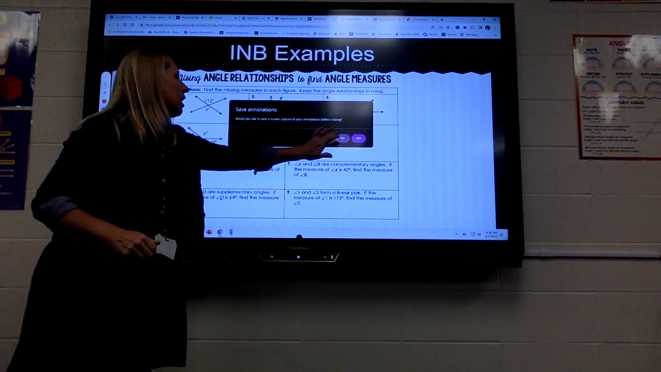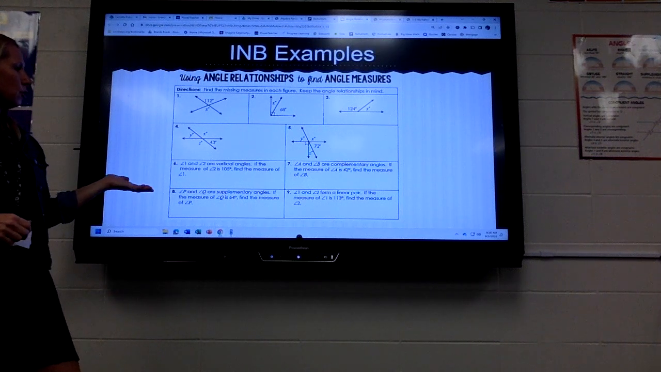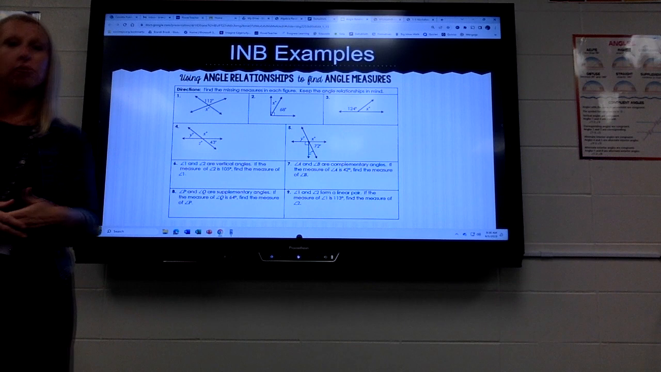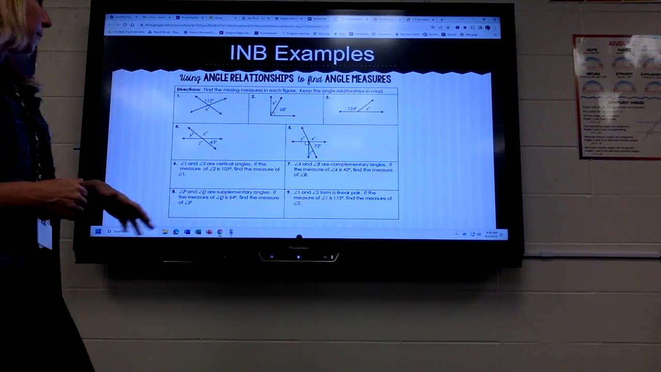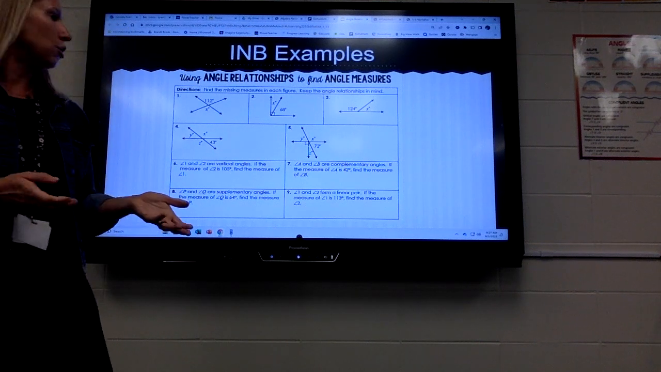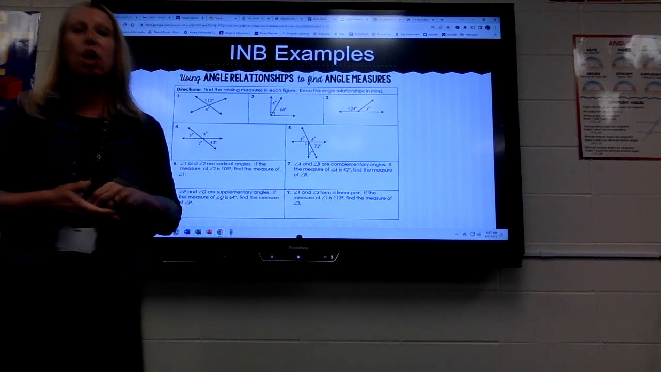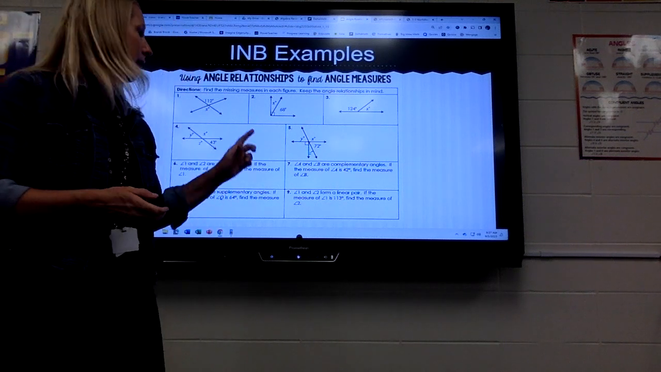Okay, on the next section, angles 1 and 2 are vertical angles. If angle 2 is 105, what's the measure of angle 1? Well, vertical angles are always equal, so angle 1 would be 105. This one says A and B are complementary. If angle A is 42, find the measure of angle B. Complementary angles add to 90, so just do 90 minus 42.